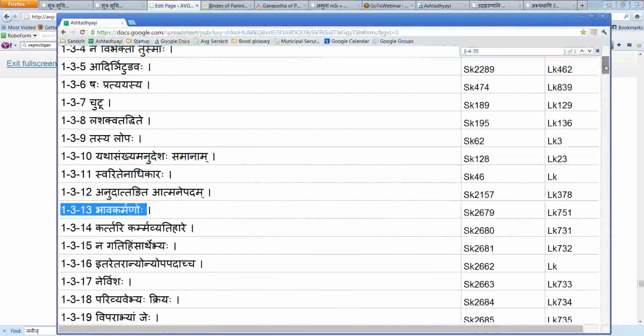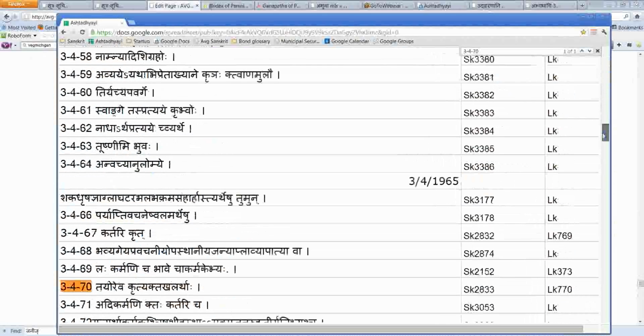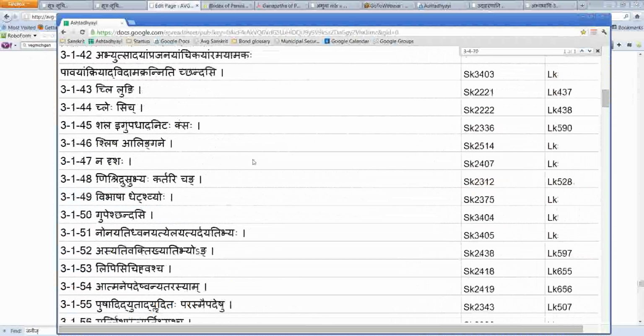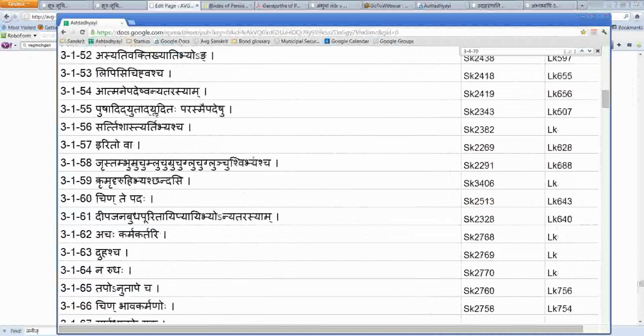This is in that section of chili lungi, which starts from 3.1.43 and goes all the way up to 3.1.66. These are the last few rules in that section. Basically, these prescribe the vikarana, the transformation that takes place to the root when lung follows. It goes up to chin bhava karmanoho. The last seven rules are: chinte padaha, deepa jana buddha puri pyayi, pyayi bhyonyatrasyam achah, karma kartari, duhascha, na rudhaha, taponutape cha, chin bhava karmanoho.